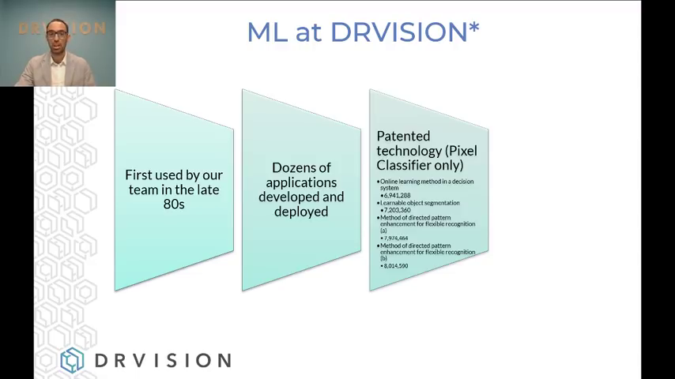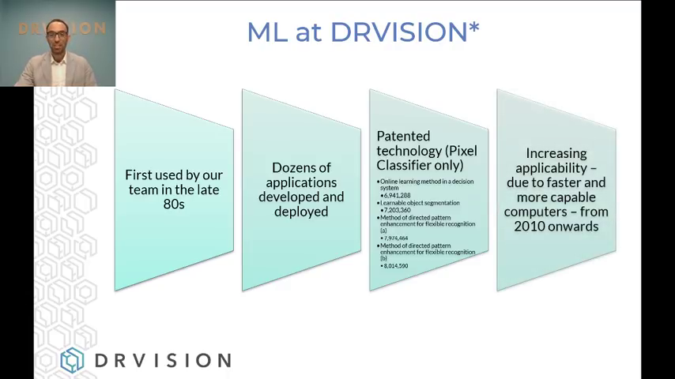Specific to the pixel classifier, we have 4 patents that describe the core technology used in the pixel classifier that we'll describe today. And we have seen a major increase in the applicability of this kind of technology because computers are getting fast enough to use it in real time. And that's what makes it very exciting, that you can apply these algorithms or this learning environment in a very efficient way. So from 2010 onwards, we really see that we can apply this kind of approach to many types of applications in a very quick way.